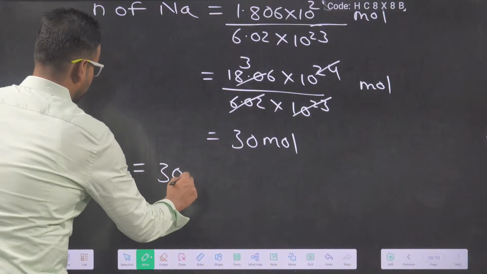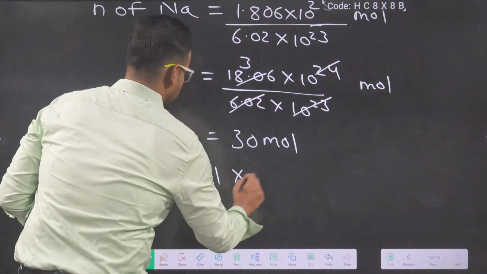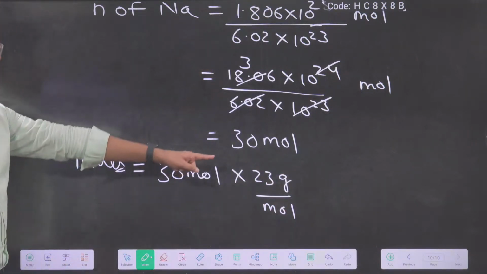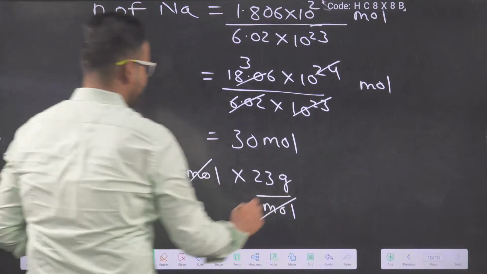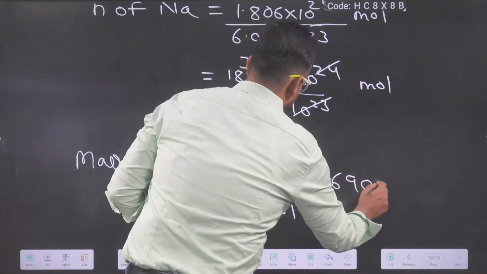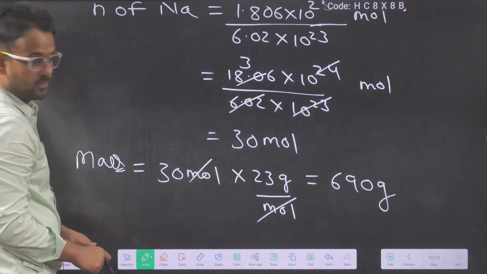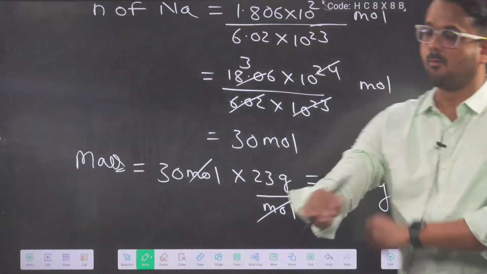30 moles you have, and the mass of 1 mole is 23 gram per mole. Molar mass of sodium is 23 gram per mole. Mole cancels. The answer is 690 gram. 3 3s are 9, 3 2s are 6. 690 gram is the mass.